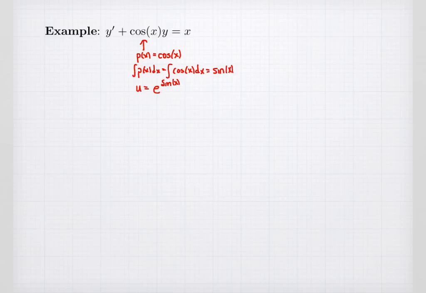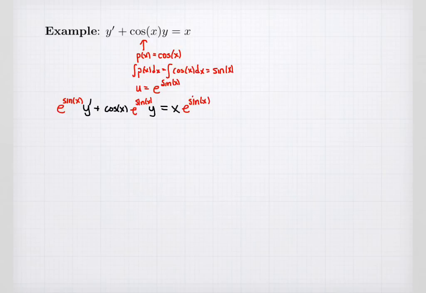I'll take that function and I'll multiply throughout my differential equation. So I get, let's write down our new equation, y prime plus cosine of x, I'll leave a gap for my function, times y. Let's put in our extra piece. The integrating factor, e to the sine of x, and this is going to equal x times e to the sine of x.